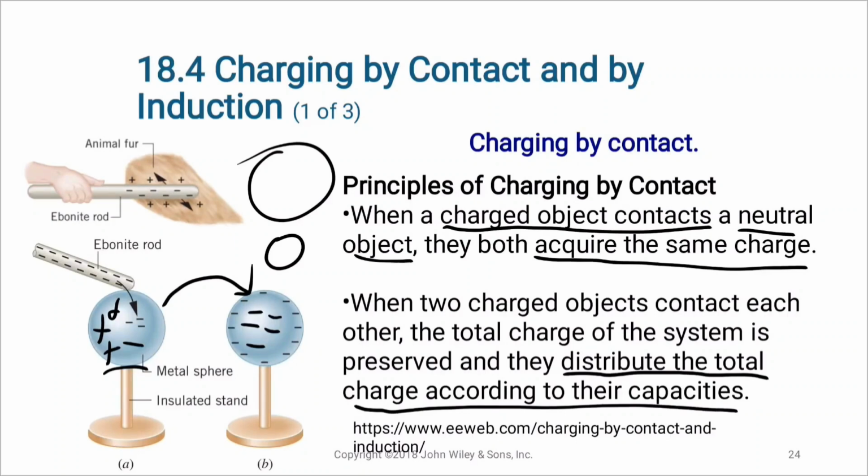So if you put a greater amount of charge on a small object, it will be overcharged. If you charge a big object with only a minimal charge, it will not be enough for the object to function.